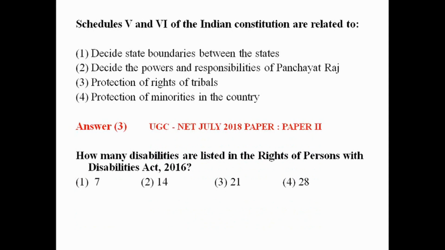Next question. How many disabilities are listed in the Rights of Persons with Disabilities Act 2016? Option 1, 7. Option 2, 14. Option 3, 21. And option 4, 28. The answer is option 3, that is 21.